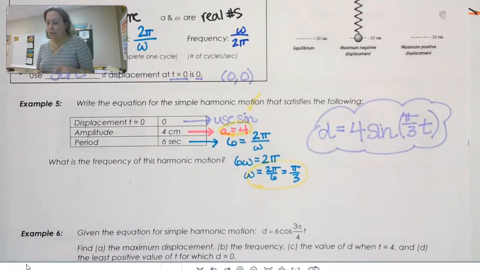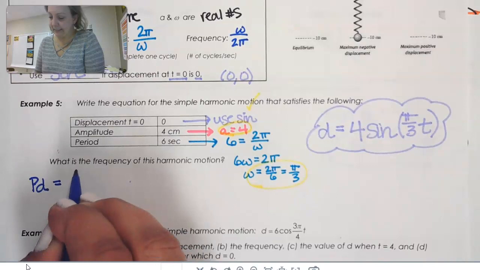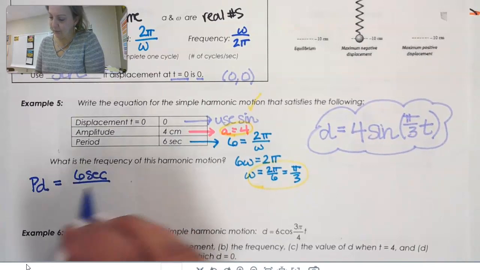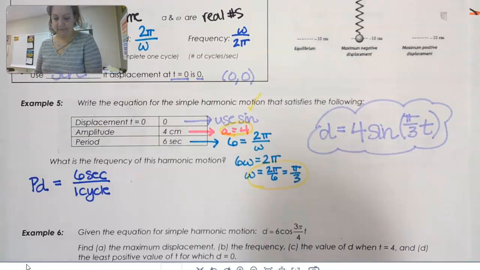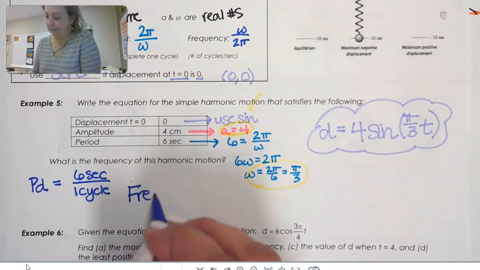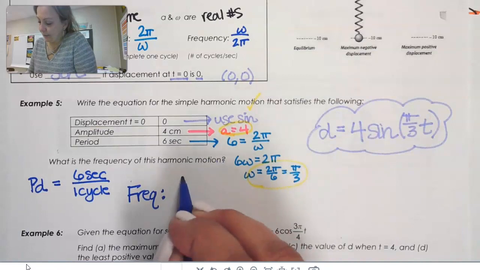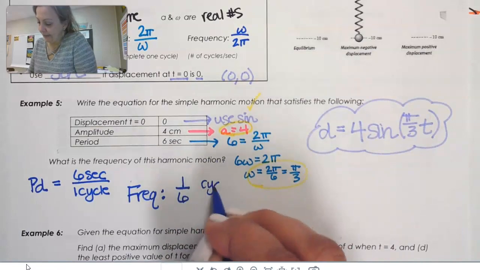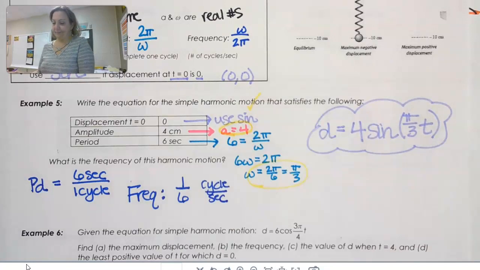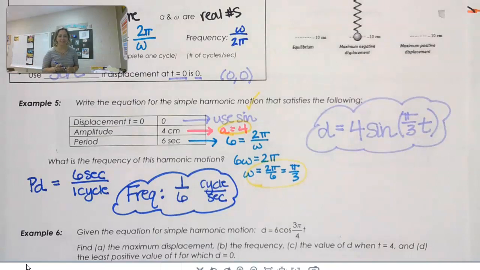It's not too bad. Now it says, what is the frequency? Well, again, the frequency, we know that the period is 6 seconds in 1 cycle. So that means that the frequency is going to be the reciprocal of that. It's going to be 1/6 of a cycle per second. So legit, we just take the reciprocal.